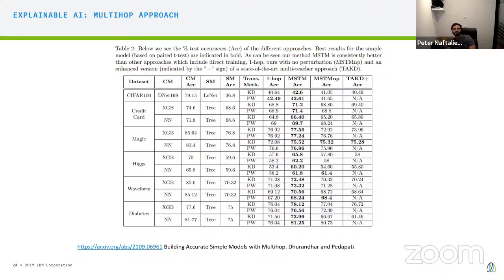Cool, thank you. And this is the arXiv link for that paper, which has this information in case anyone's interested.